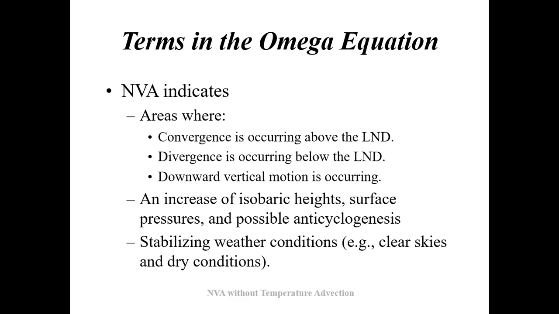And as that air sinks, eventually it's going to hit the Earth's surface, which is horizontal, and spread out, resulting in low-level divergence below the LND. You're going to have downward vertical motion whenever you see an area of NVA on a weather chart overhead. You'll have an increase now of the constant pressure surfaces in the upper levels of the atmosphere. Your 700 to 500 millibar, it's going to expand and get taller. Surface pressures are going to rise as well.